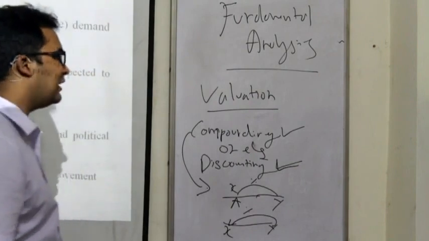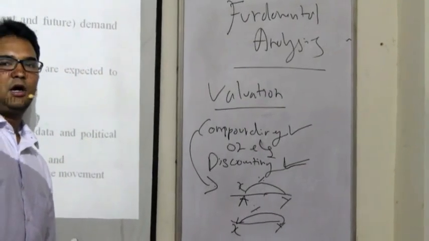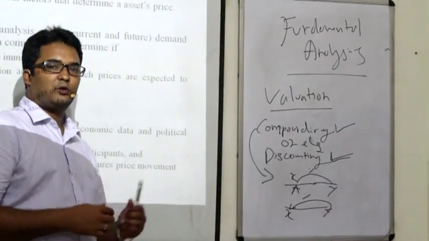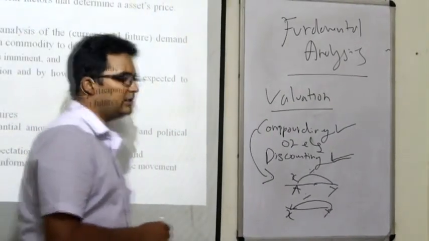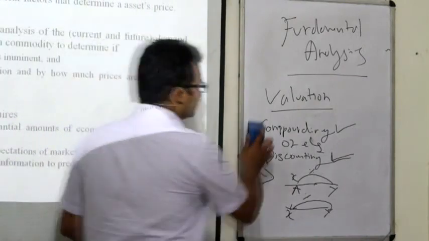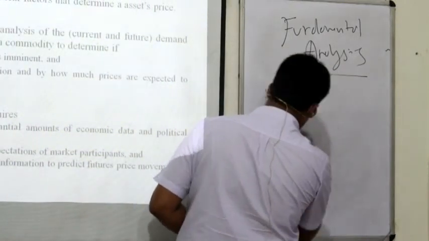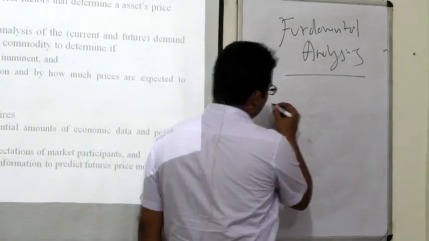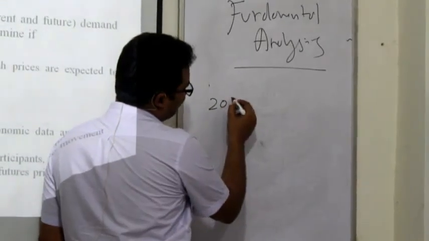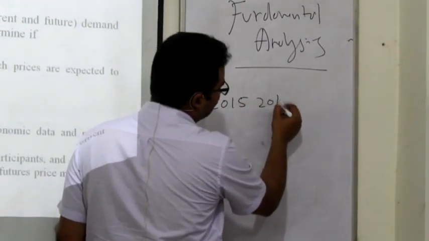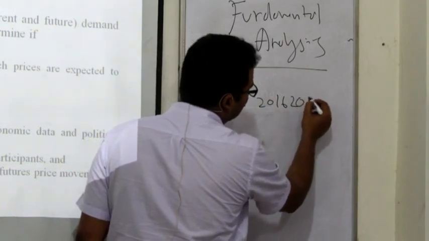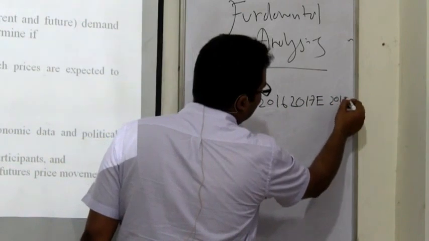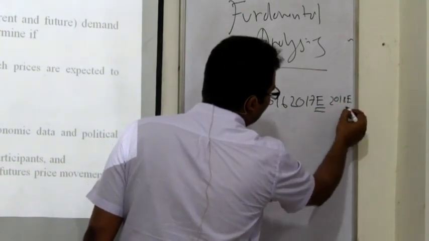So when we do the valuation, we are discounting for the next few years and then we discount it to the present scenario. For example, you must have seen in certain reports that it gives the performance of the present year, then the future years, and then there is something called 2017E, 2018E. So this E represents the expected.